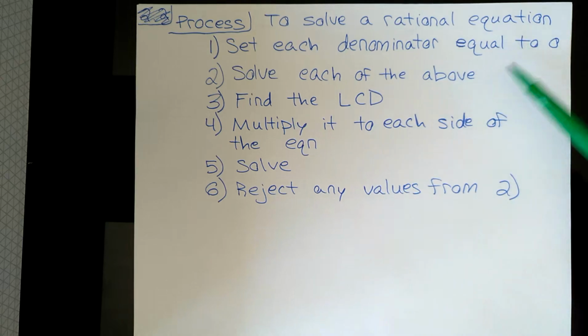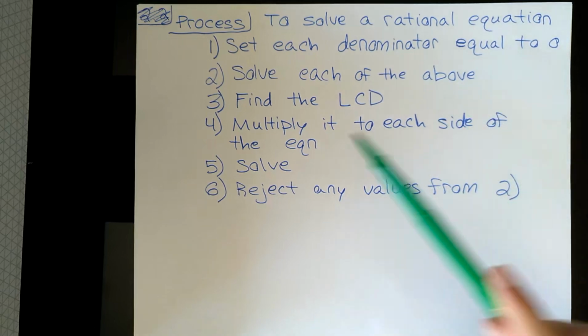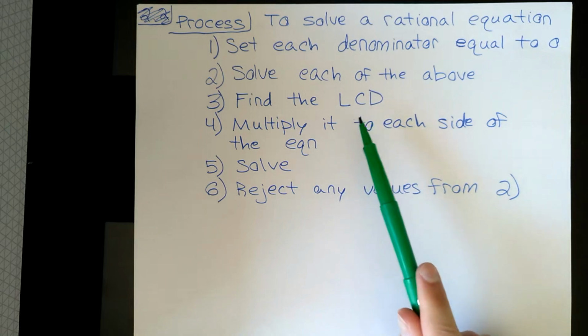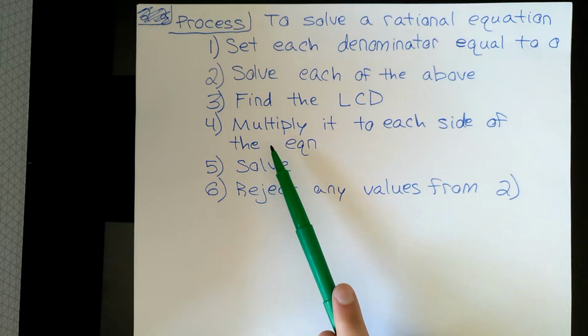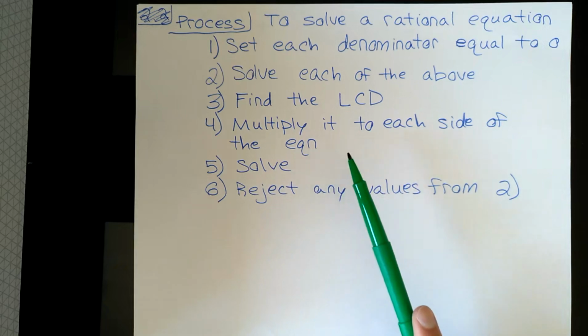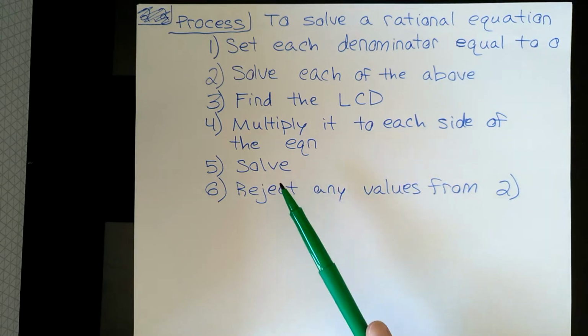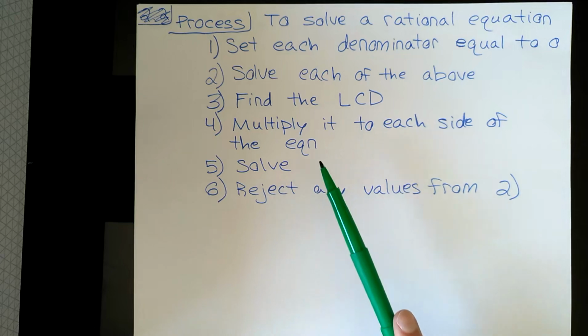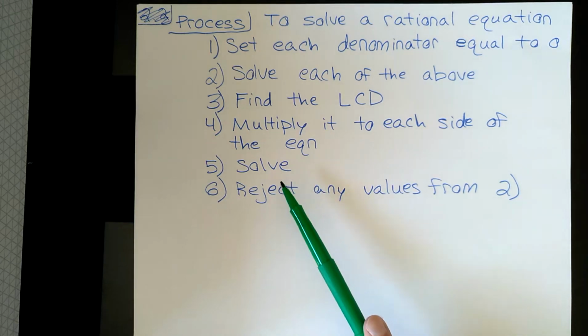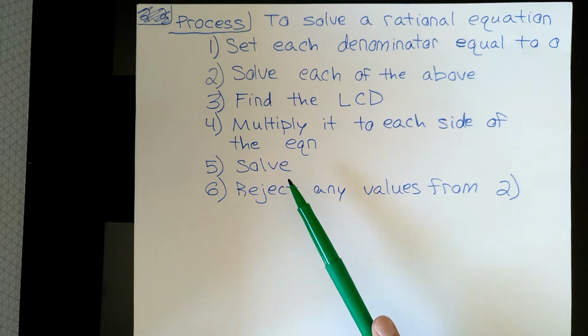Then we're going to ignore this step and leave it toward the very end where it'll come into play. Once we solve all of those, we are then going to find the least common denominator of all of our fractions. We will take that least common denominator and multiply it to each side of the equation, or to every term, everything that's being added or subtracted. That's going to eliminate all of the fractions in our equation, which will then allow us to solve this problem like any other equation we've dealt with before.